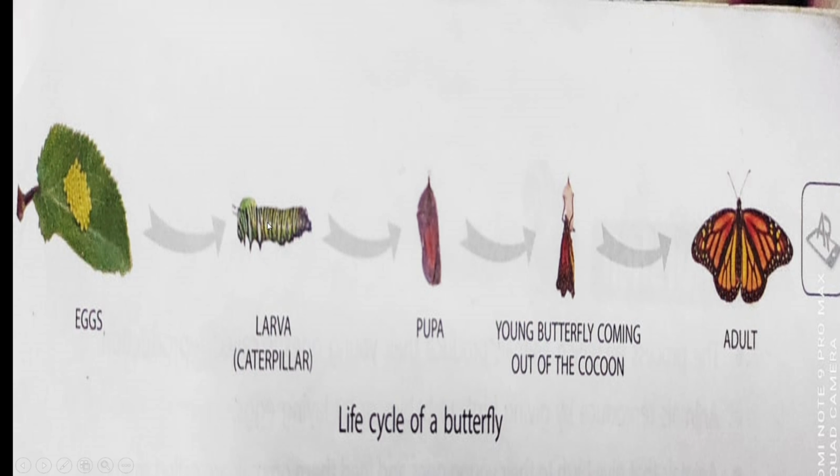It is also called the larva of a butterfly. It looks like a worm. This worm stage is called caterpillar. The caterpillar eats a lot of leaves and grows. It then makes a shell around its body. This shell is called cocoon, and the caterpillar goes inside the cocoon, and this stage is called pupa.